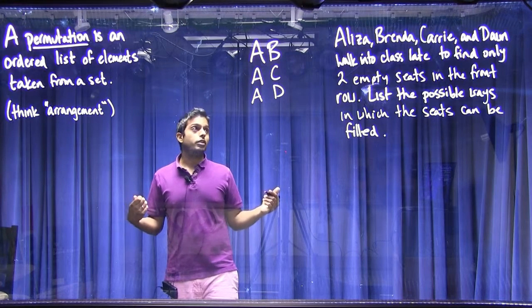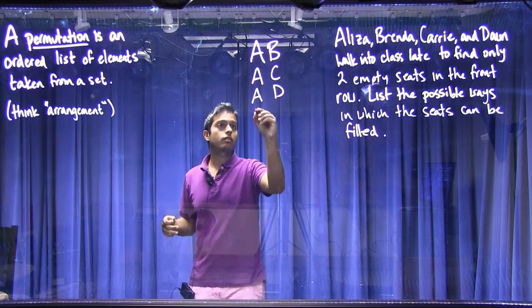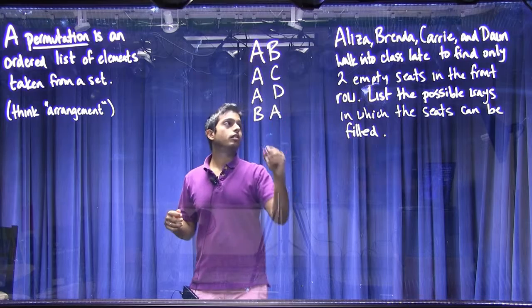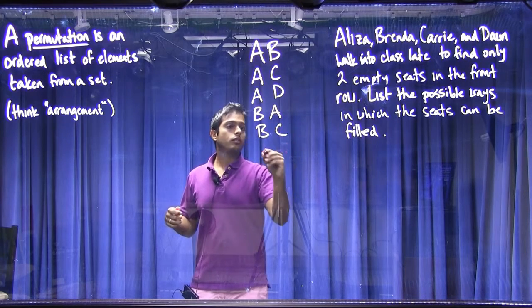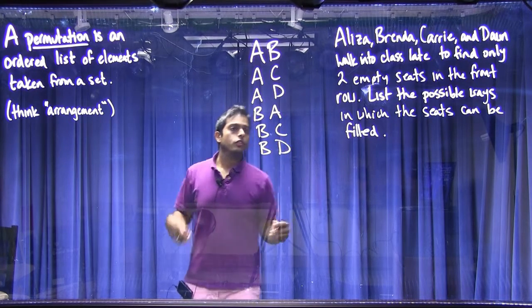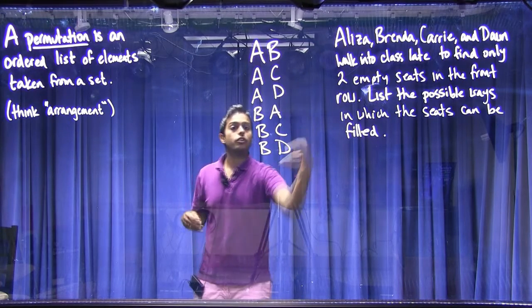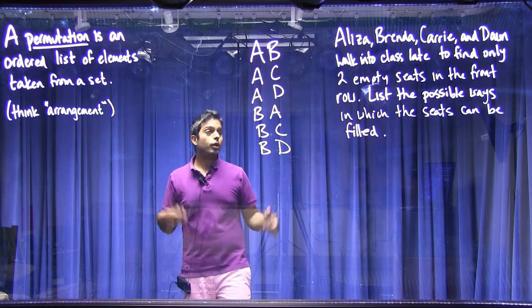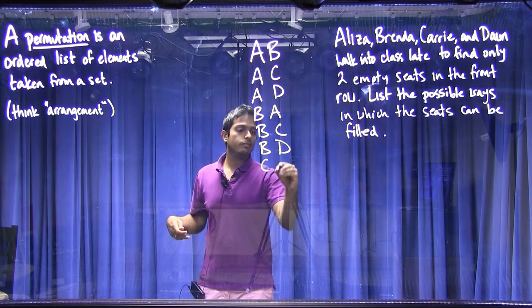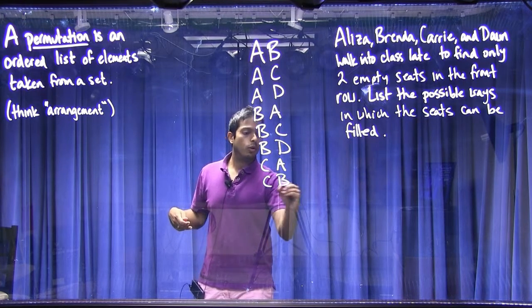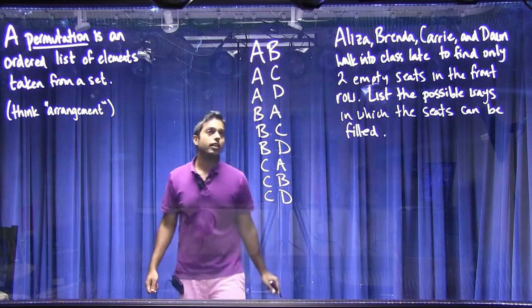Now we can list the possibilities where Brenda sits in the first seat. So these 3 possibilities represent Brenda sitting in the first seat and then either Eliza, Carrie, or Dawn sitting in the second seat. But we could also have Carrie sit in the first seat, and Eliza in the second, or Brenda in the second, or Dawn in the second.